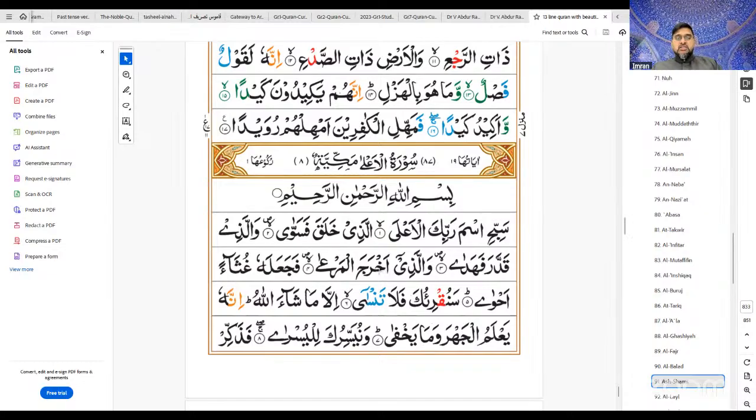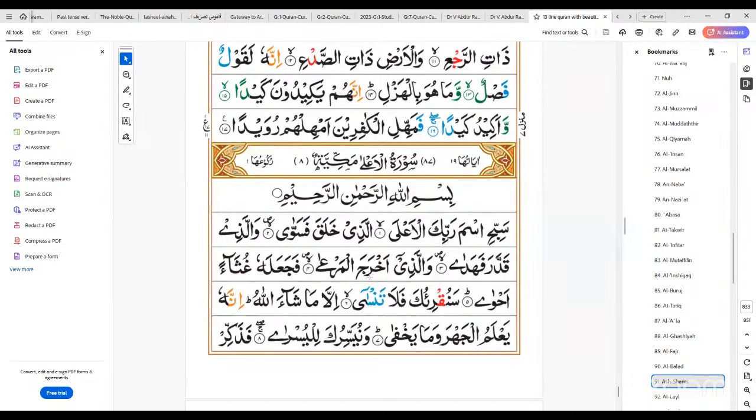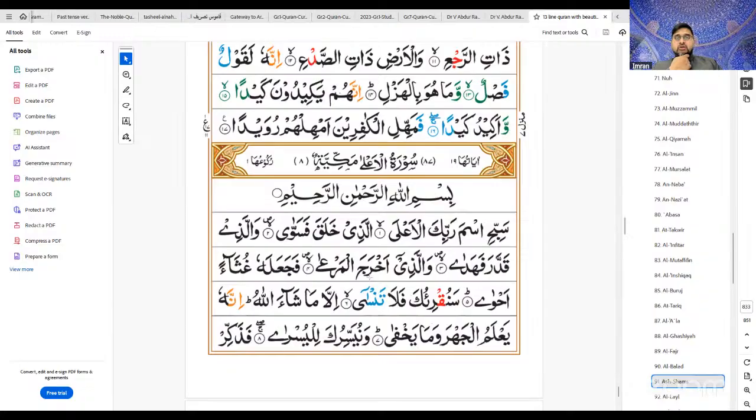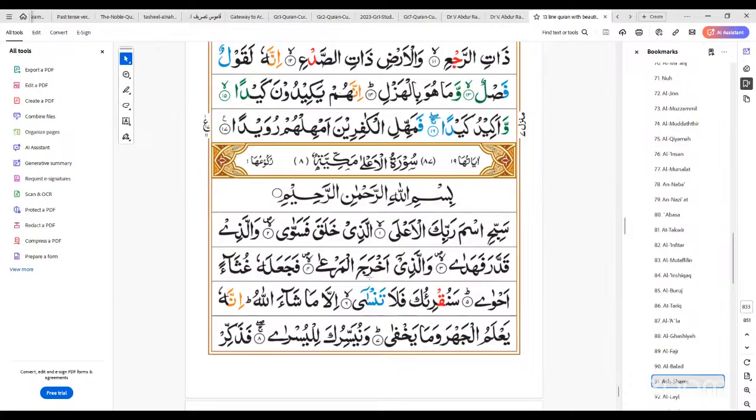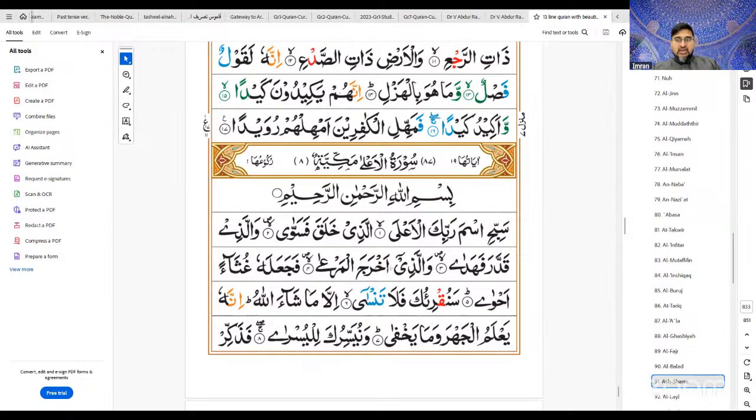Akhraja, the root word is kharaja. So kharaja is the root word, and when you make the command of this verb, it's made from the present tense. Akhraja yukhriju is the present tense, and when you're making the command, the present tense first letter, which is the ya, is removed, and in the past tense there was an alif. What happens to it? It comes back in the command.